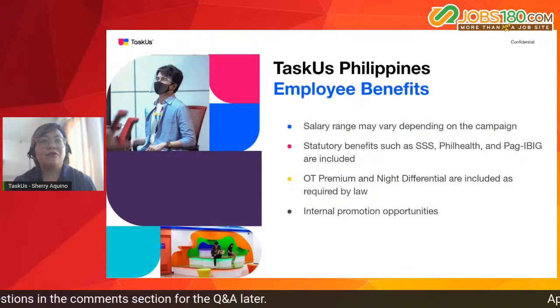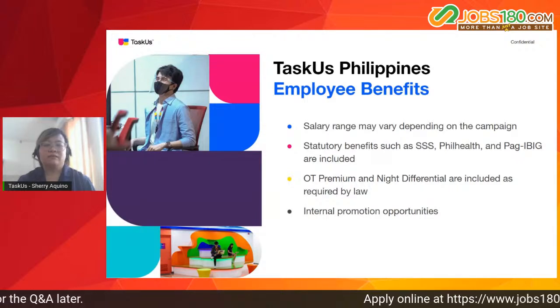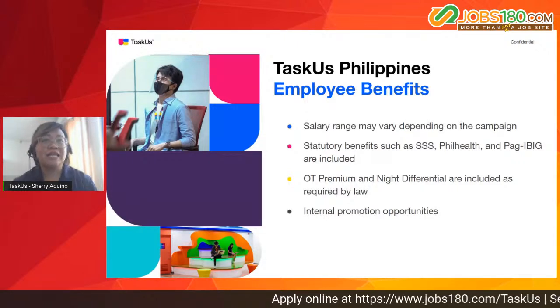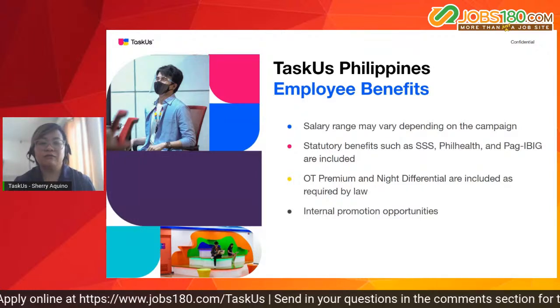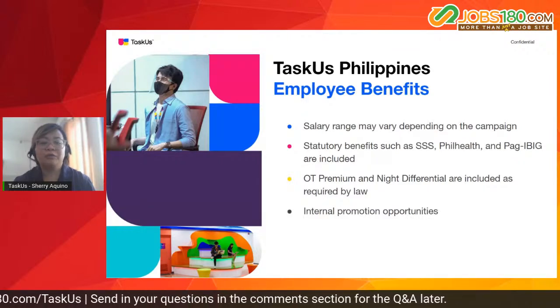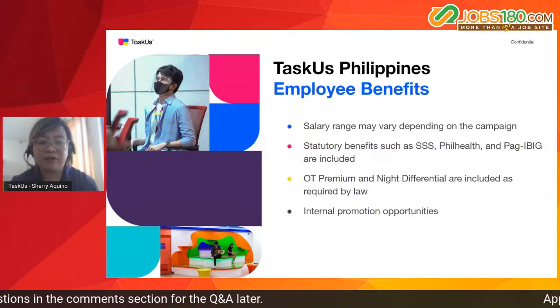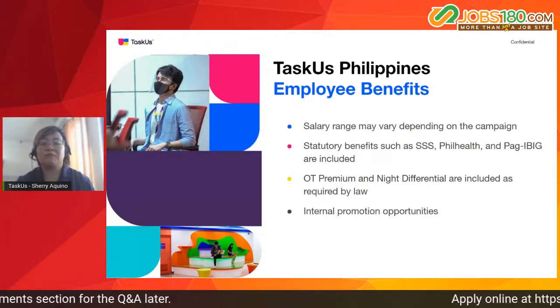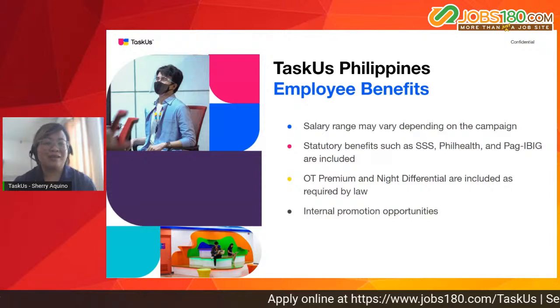Okay. And another would be the salary range and also the government mandated benefits that we have. So these are those. But as I've said earlier, we also have others, which we discussed in the previous slide. So for the birthday leave, again, that's one per year. We also have 12 planned leave credits and 12 unplanned leave credits, which is converted to cash, by the way.